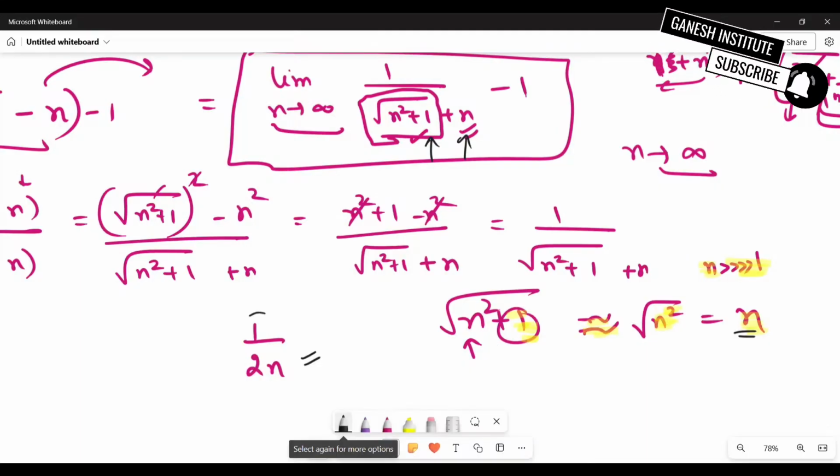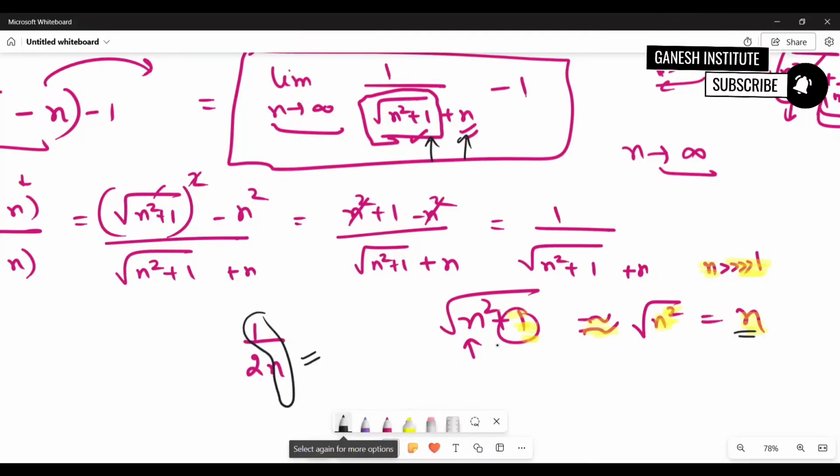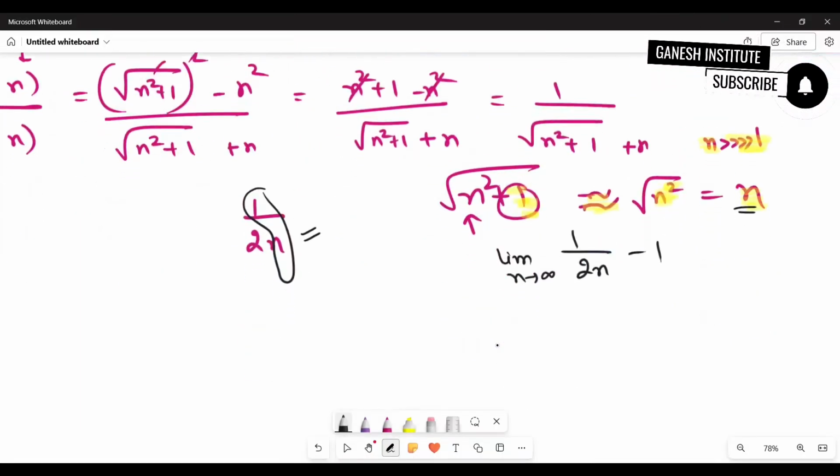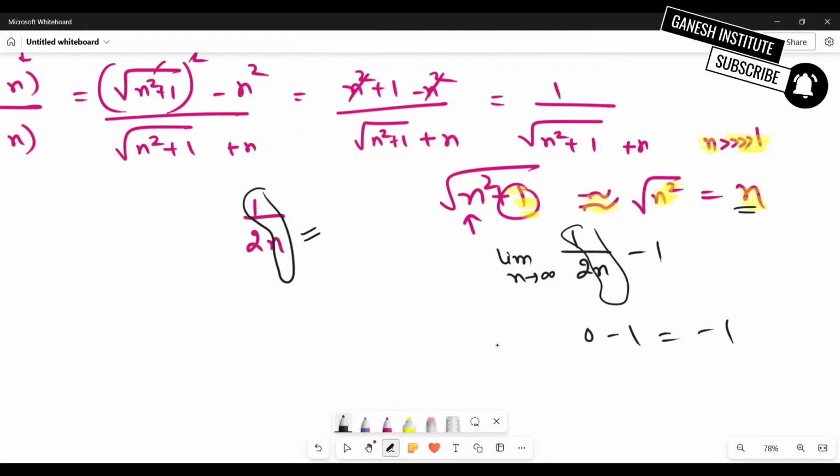Yes. Now if you substitute, the question has become 1 by 2n minus 1. And now you can simply and freely substitute n as infinity, because you know 1 by infinity is 0. So the answer is minus 1. Is this fine?